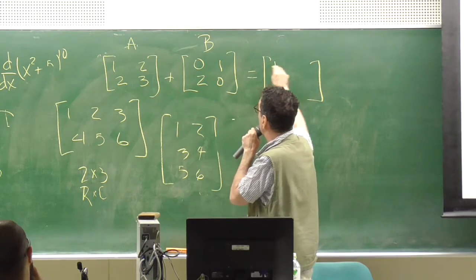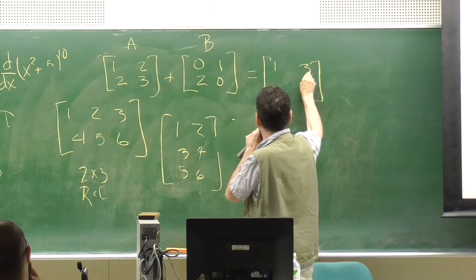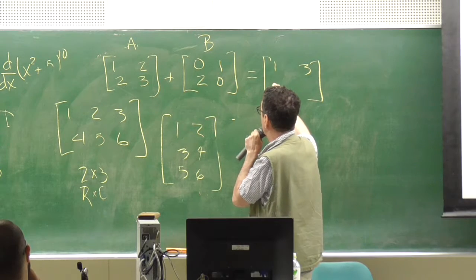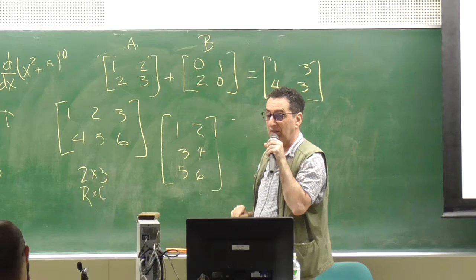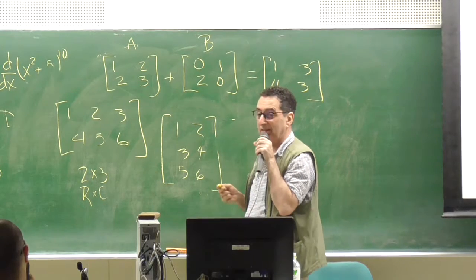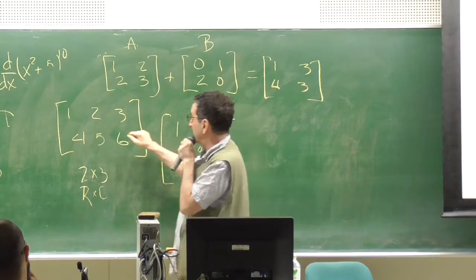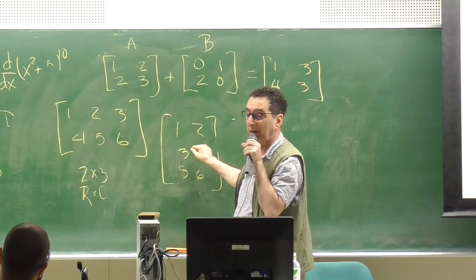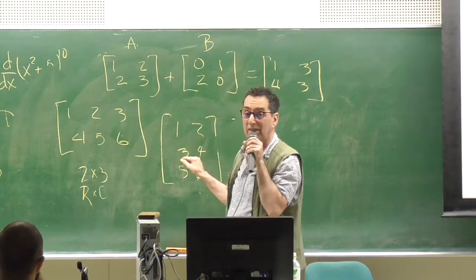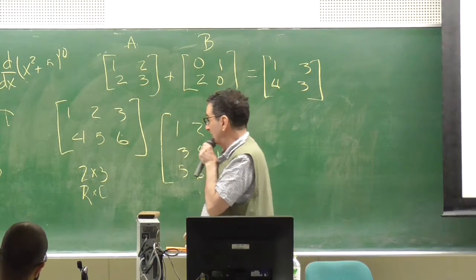1, 3. How about here? 3. How about here? 4 and 3. Okay, so it's easy to add matrices, right? And subtraction is the same thing. Now you can't add this one and this one because they're not the same size. We don't talk about adding two matrices that don't have the same size. Okay?